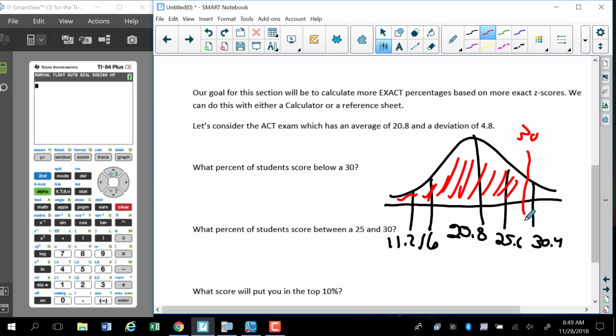First thing we need to do is convert this to a z-score. Now, in our heads, we should know the z-scores here: 0, 1, 2, -1, -2. We scored a 30, which is somewhere around here. So our z-score should be like 1.9, 1.7, somewhere around there, high ones. So let's calculate it real quick to make sure we got our math down. So our z-score is going to be our 30, which is the score we got, minus the average of 20.8, divided by the deviation of 4.8.